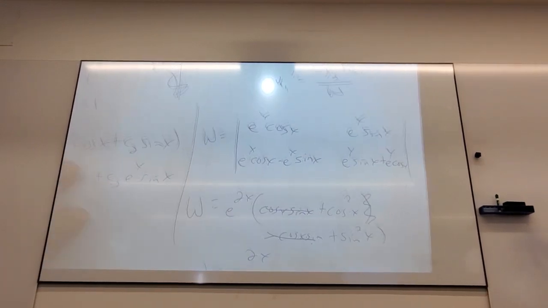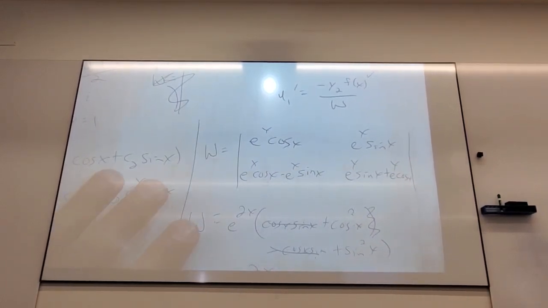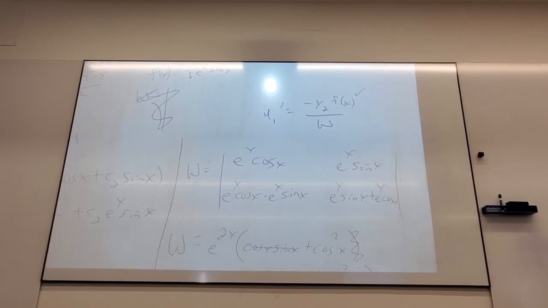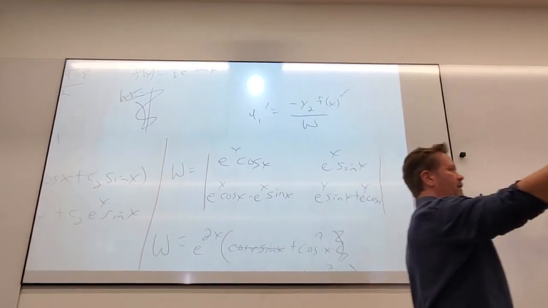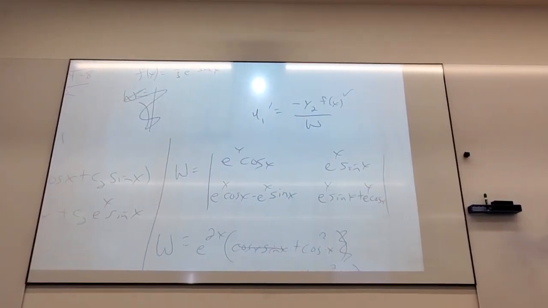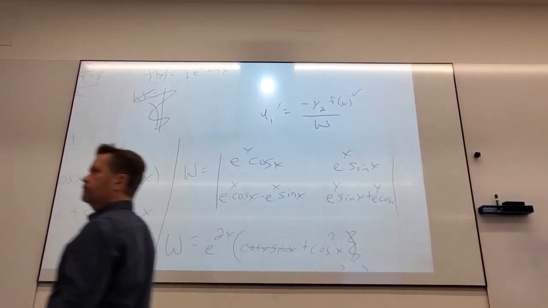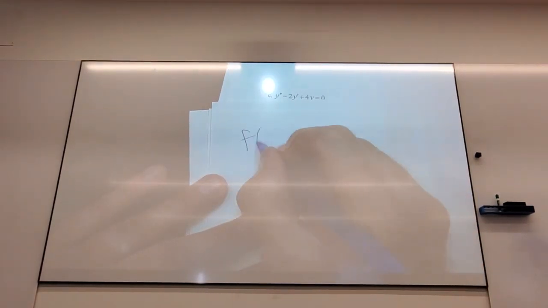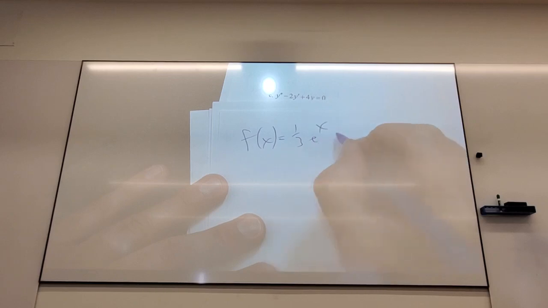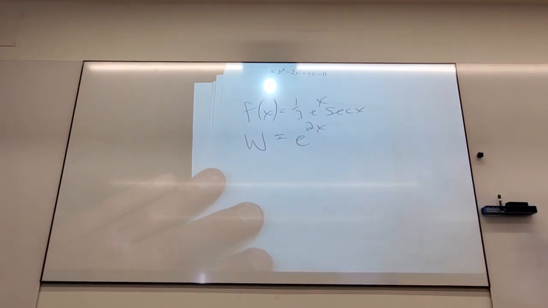Okay, so let's focus on U1 prime. Here, you guys, please stop. I'm doing too much. I've already done this problem, damn it. You guys figure out what U1 is. We got the Wronskian now. We have identified the correct F. Let me write this down for everybody so we know F of x. We know that the Wronskian is e to the 2x.